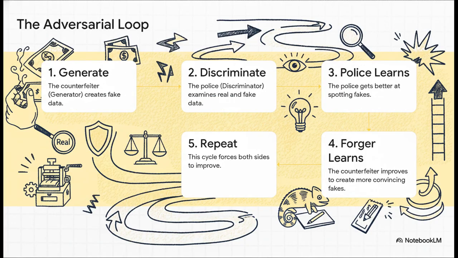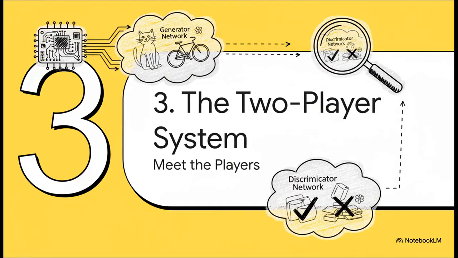And this kicks off this relentless cycle, this feedback loop. The counterfeiter makes a fake, the detective spots it and says, nope, that's a fake. The counterfeiter takes that feedback and uses it to create a better fake. Well, now the detective has to get even smarter to spot the new, improved forgery. Round and round they go, each one forcing the other to get better and better. It's this perfect adversarial loop of improvement. Okay, so let's drop the analogy for a second and talk about the real players here.